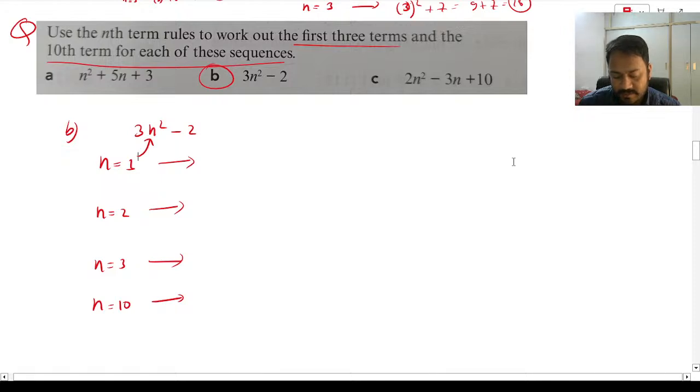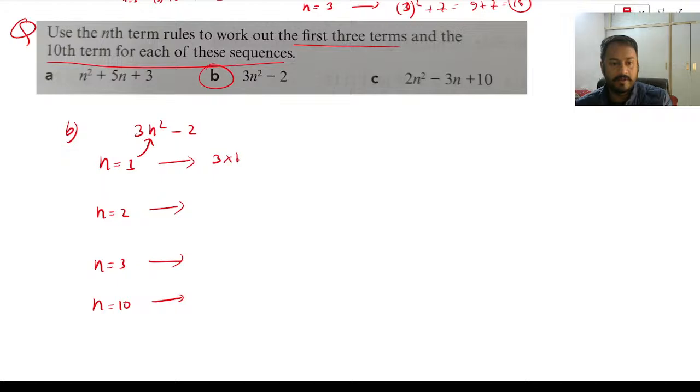Okay. So student, please give it a try. So if you put n equal to 1 here, 1 square is 1 only. 1 into 3 is 3, 3 minus 2. So that will give you the answer as 1. 3 minus 2 is 1. Now put n equal to 2 here. 2 square is 4. So 3 into 4 minus 2. 3 into 4 is 12. 12 minus 2 is 10. So we got this answer.